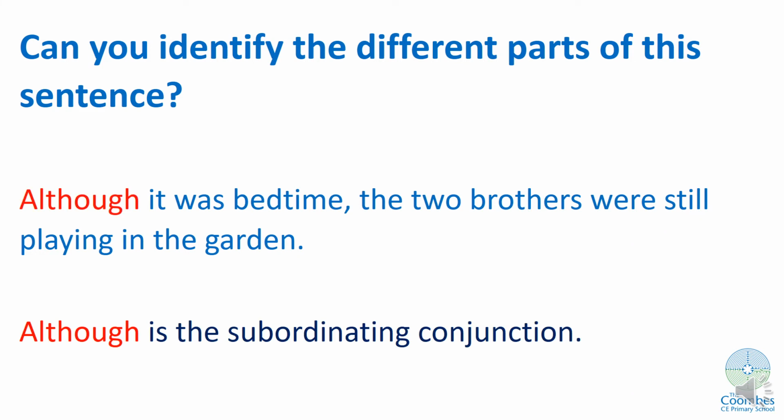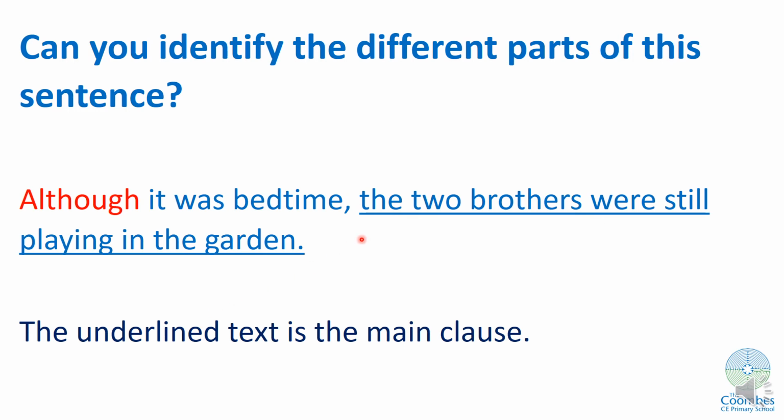What did you think? In this case, although is our subordinating conjunction. It belongs at the beginning of our sentence. And the two brothers were still playing in the garden is our main clause. Remember, it stands alone by itself as a sentence. It gives us the main information we need. Although it was bedtime, is our subordinate clause. Well done if you spotted those correctly. Let's have a look at another sentence.